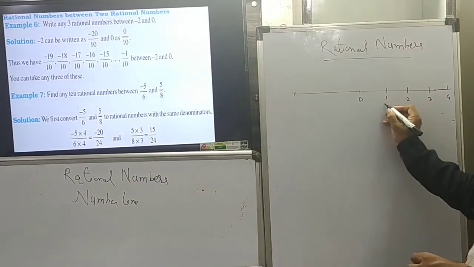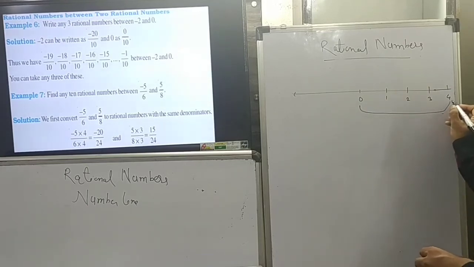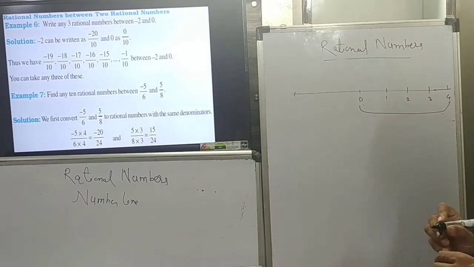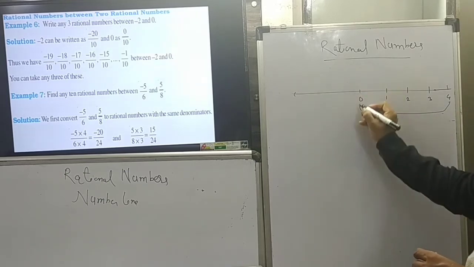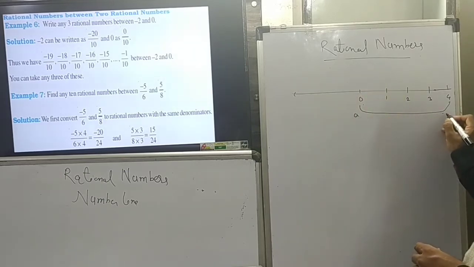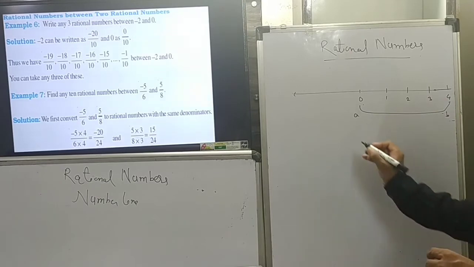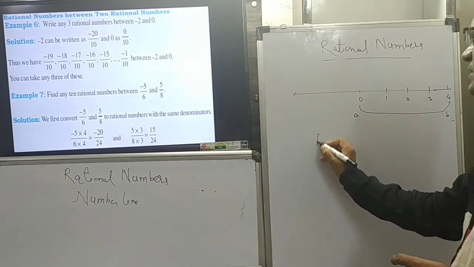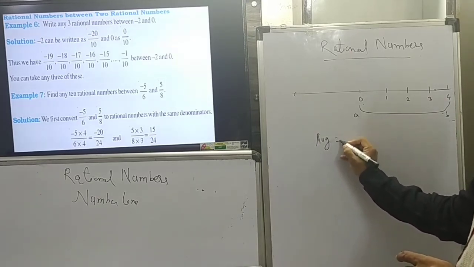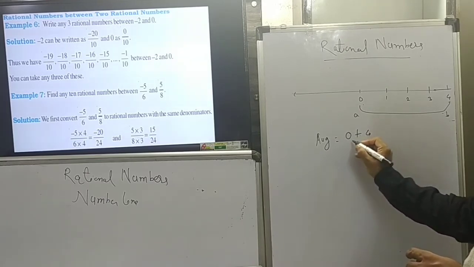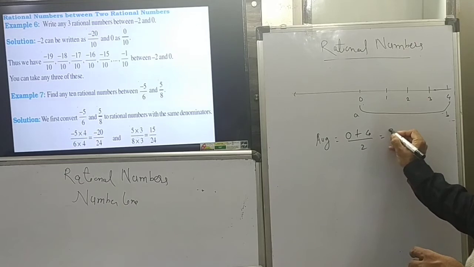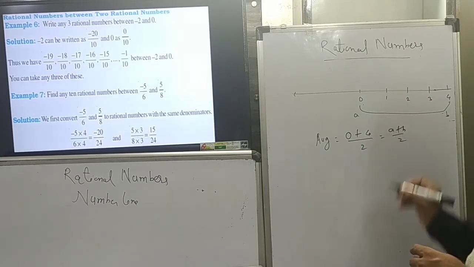Now we want to find a rational number between 0 and 4, both of which are rational numbers. We want to find exactly one rational number between these. Then what we do? We take the average of these two. Let us say this rational number is A and this one is B, and we take the average of these two. Average of these two means 0 plus 4 divided by 2, that is (A plus B) divided by 2.